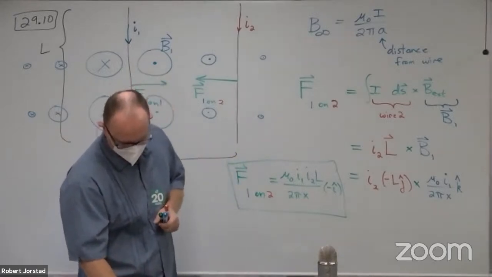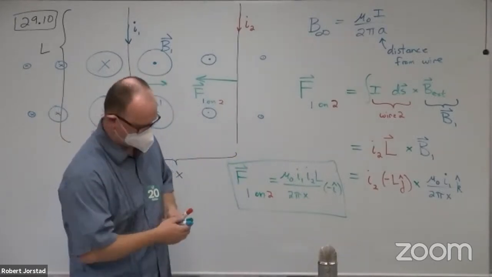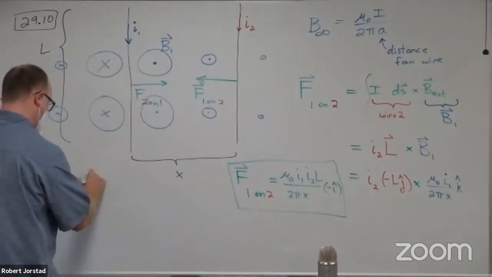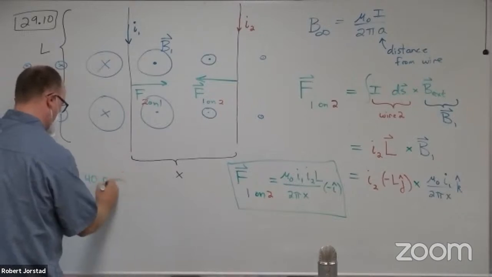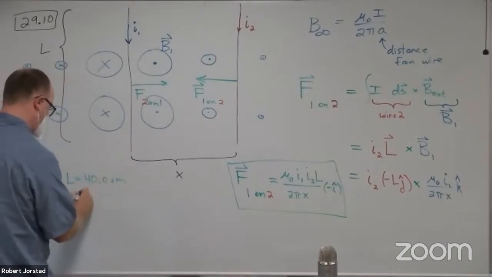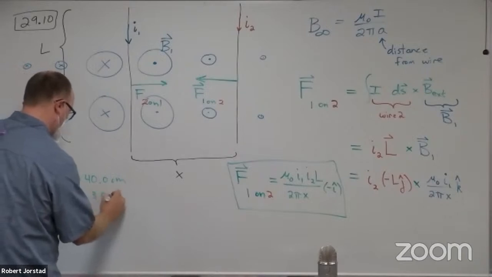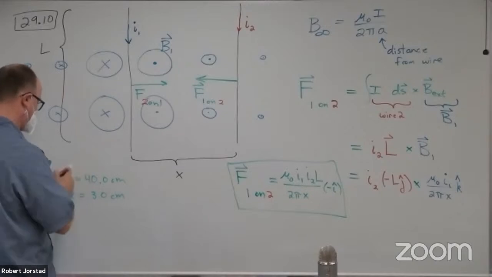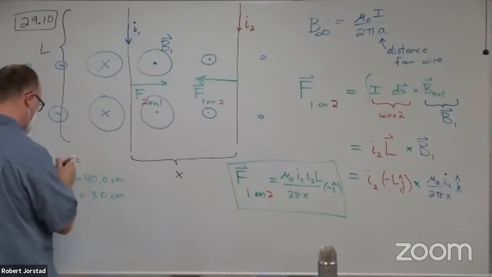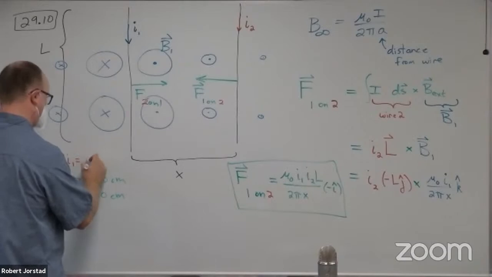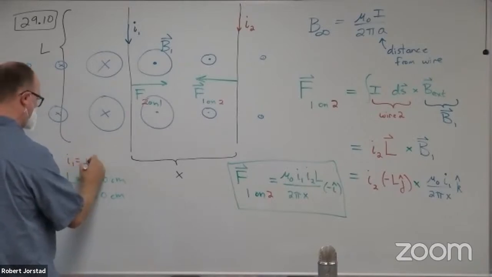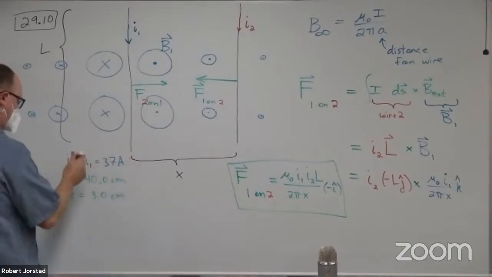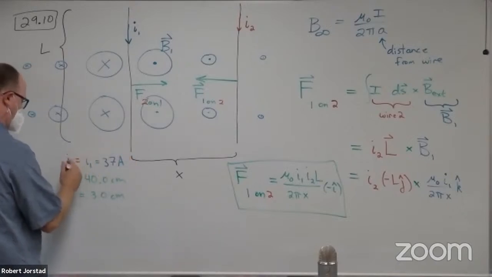Let's just skip to part F. Let's say we know these dimensions. Our length is equal to 40.0 centimeters. What's our X value? 3 centimeters. And then what else do we have? I1 equals I2, which equals 37 A. 37 amps? Is that a large current or a small current, in your opinion?